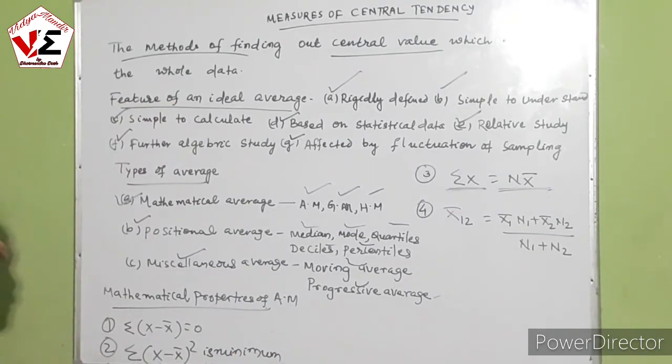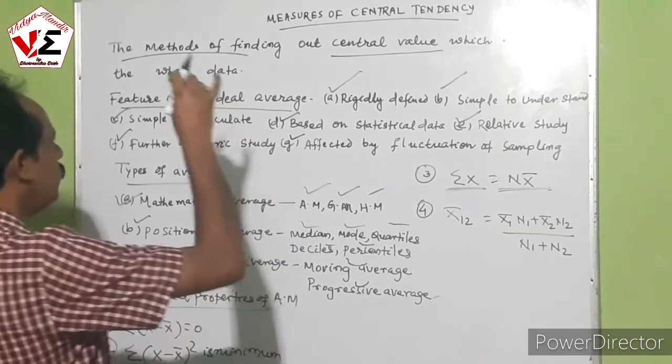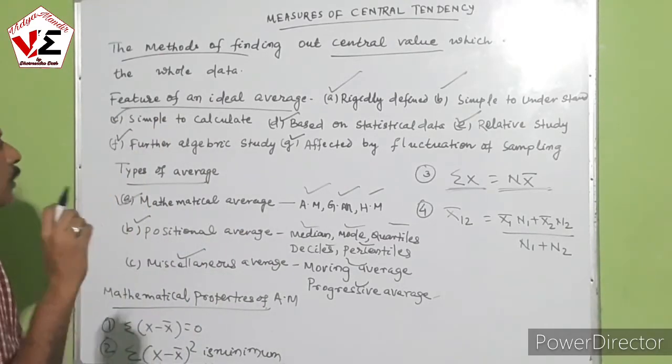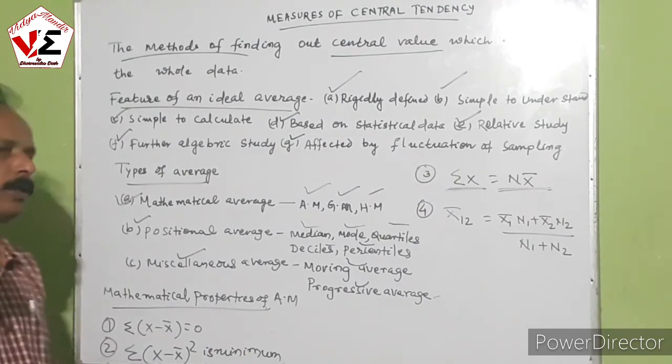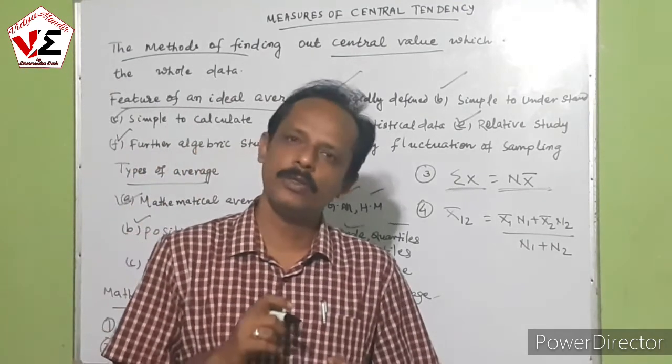So in this unit we studied what measures of central tendency are, what an average is, the features of the average, the types of average, and the mathematical properties of the arithmetic mean. That's all for today.